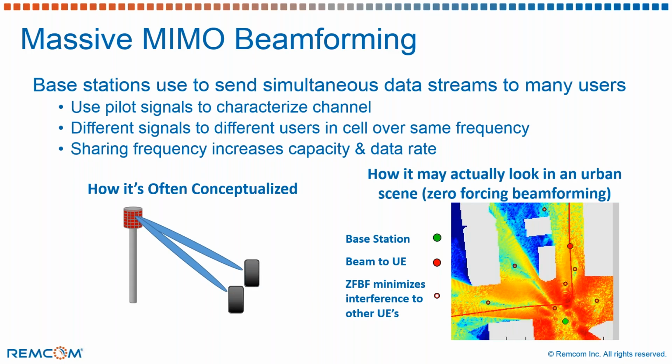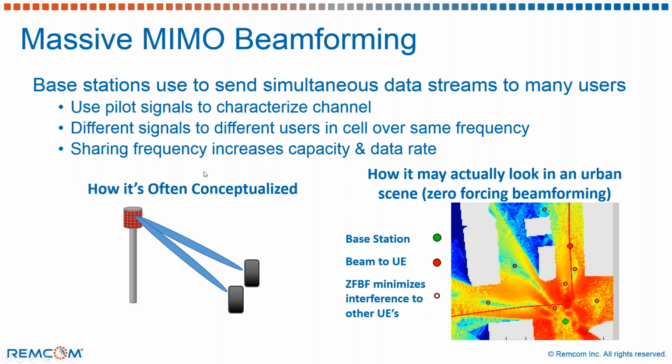To do this, the base station receives pilot signals from each of the devices in the scene and uses those to characterize the channel between the base station and the devices. It then sends different signals to different users over the same frequency by forming individual beams to each of the users. This shared frequency increases the capacity and the data rate overall.